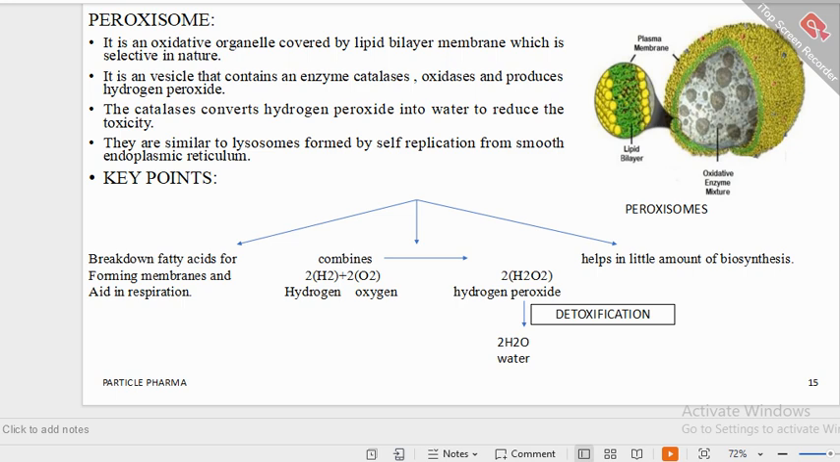In the last session, we already got the knowledge regarding some of the organelles of the cell. In today's session, I will be going through the remaining organelles. So let me continue with the peroxisome.